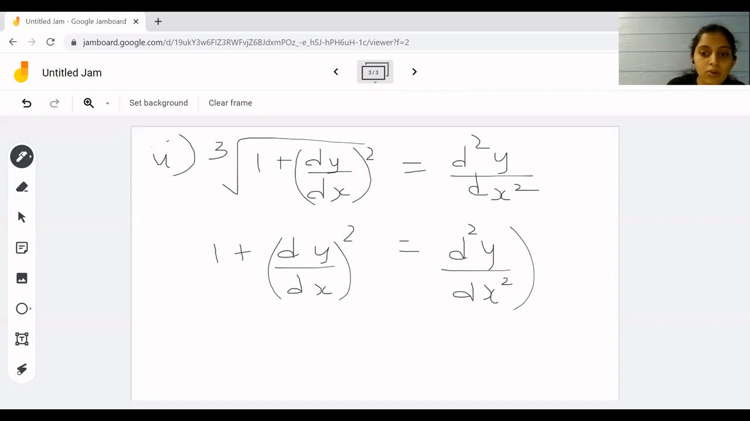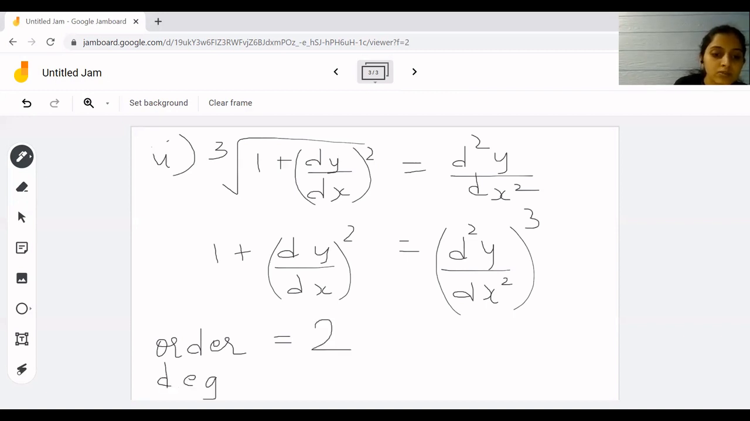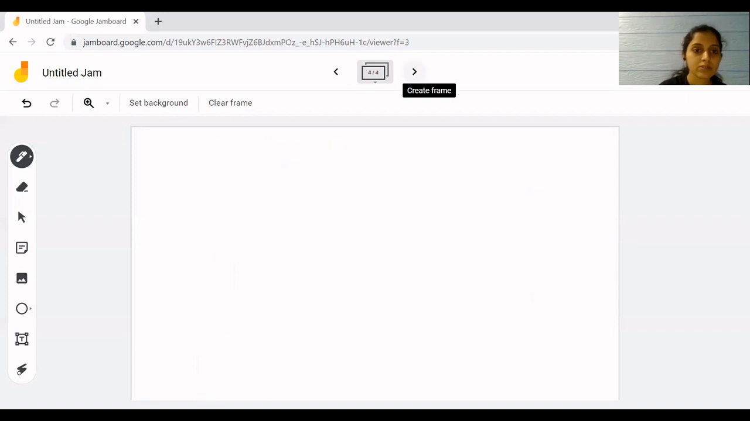Okay, now what is the order? The highest order derivative here is d2y by dx square. So the order is 2. And what is this order raised to? So what is the degree? 3. So order is 2 and degree is 3. Okay, moving on to the next one. I'll do the fourth one now, then we can go to the next topic.